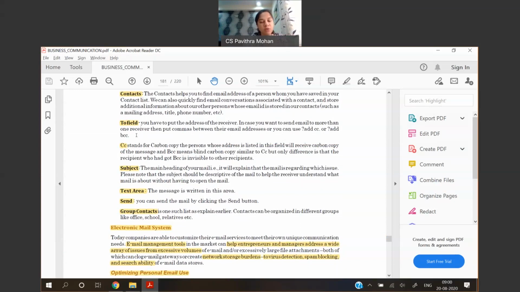CC will be additionally, if I want to send it to somebody, it will be in CC, that is carbon copy. Then you have BCC. Again, if I want to send the information to somebody, but I don't want the To and CC to know, then it will be coming into BCC.